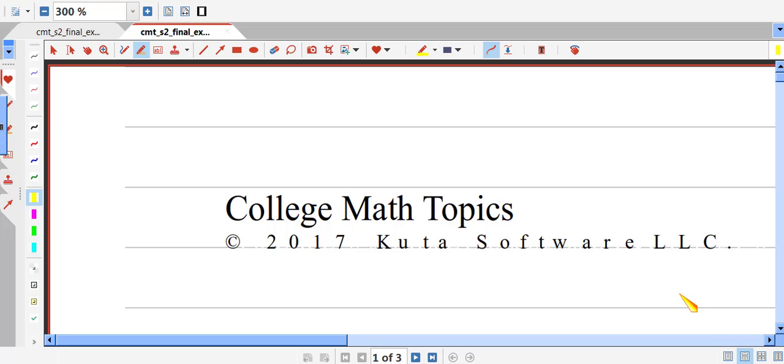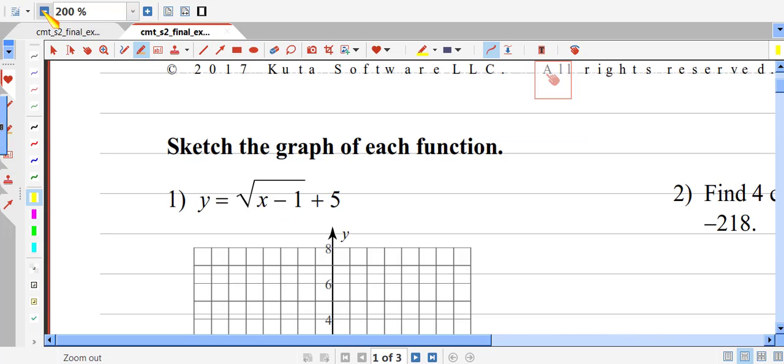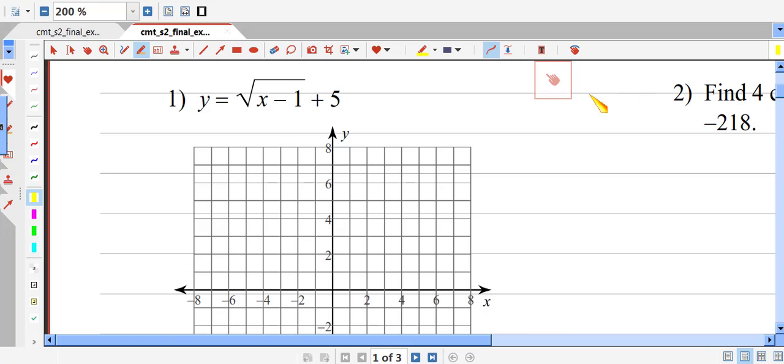Hi there, in this screencast I'm going to do some sample problems that will be similar to the free response questions on the final exam. So let's get started. Okay, the first one I'm asked to graph a square root function. I think on the exam it'll ask you to graph the parent function and then the shifted function.